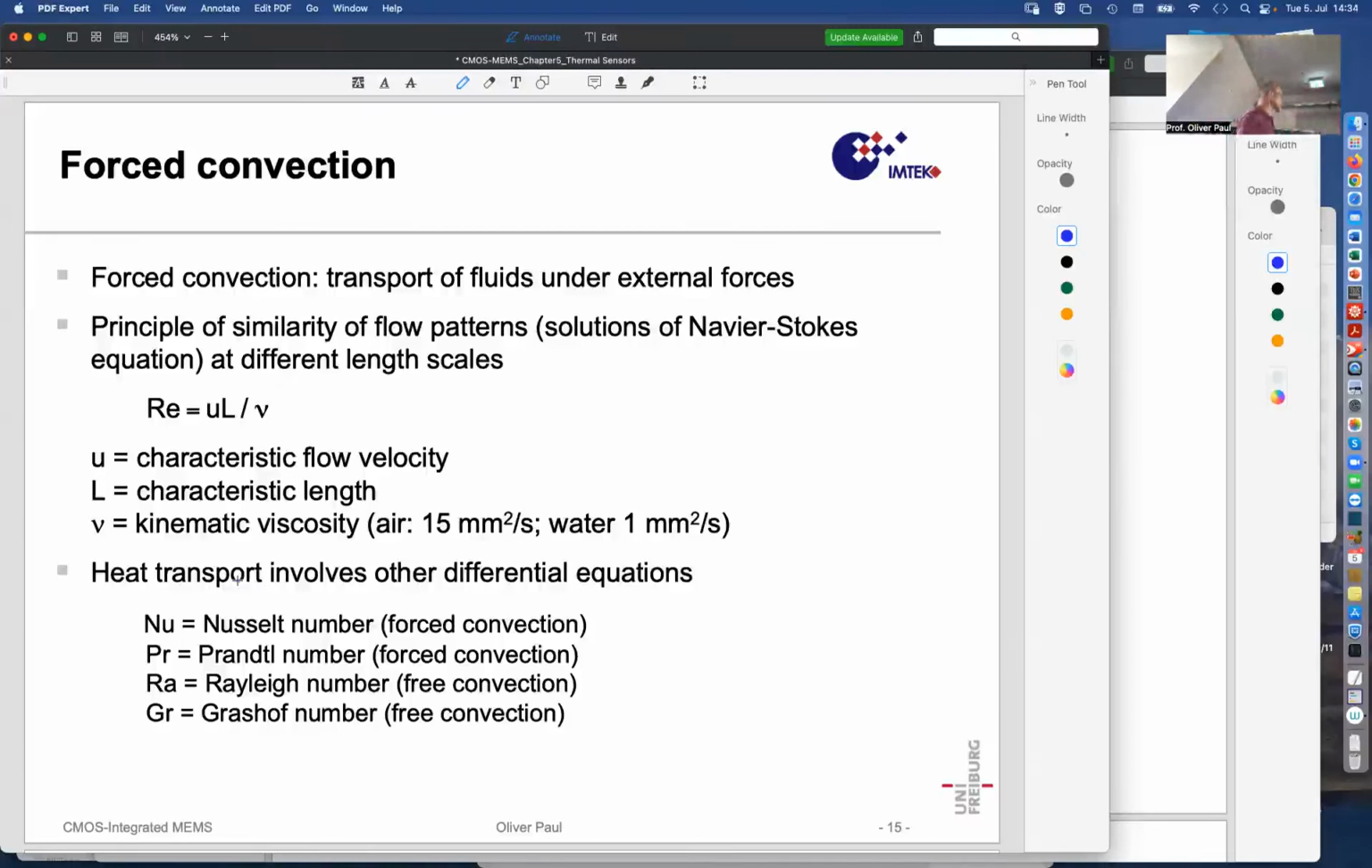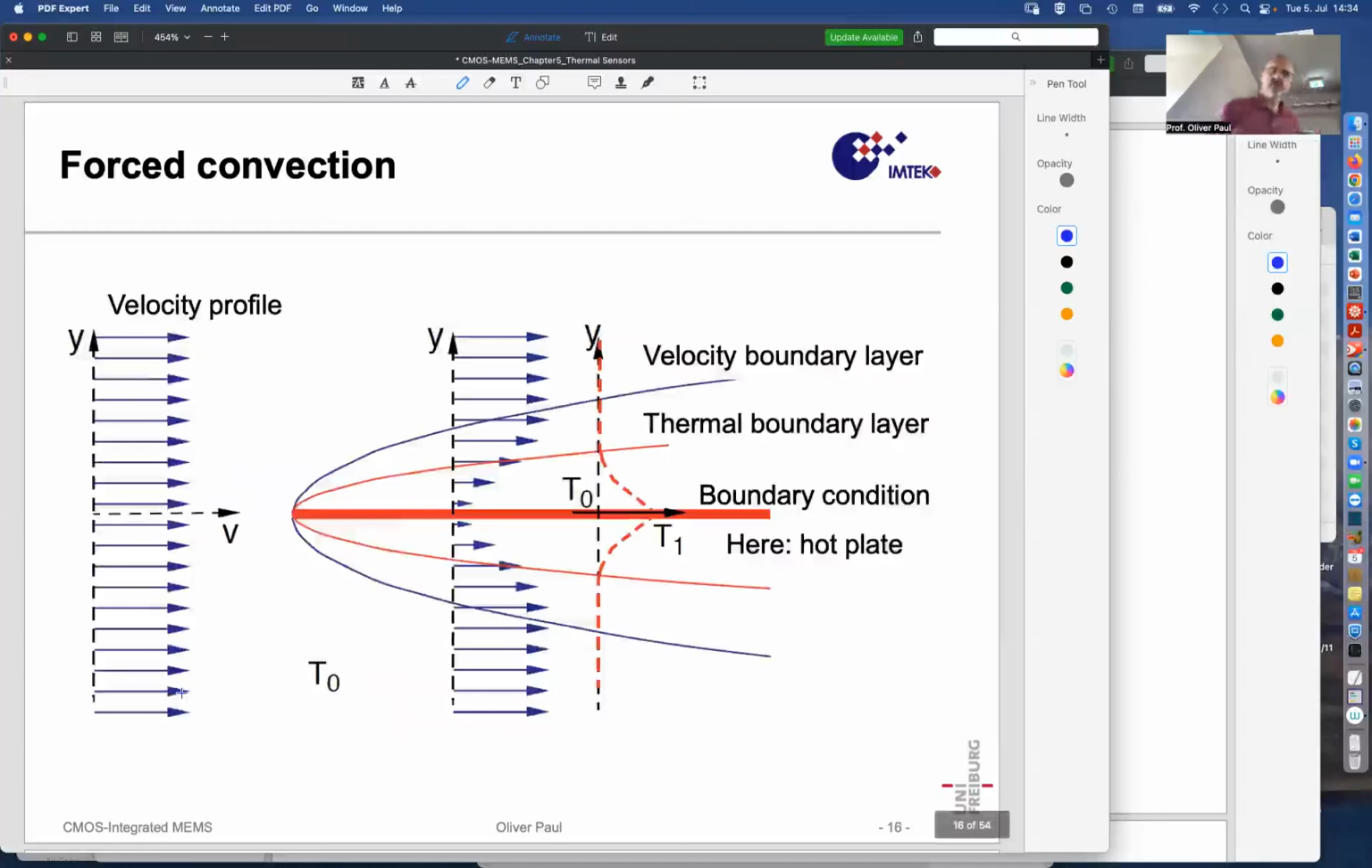And if heat transport is added to the Navier-Stokes equation, more such dimensionless, irreducible numbers appear. Some are listed here: Nusselt, Prandtl, Rayleigh, Kassoff. We'll just see the Rayleigh number in the next slide, or second next slide, as being an important thing in free convection. And so, for instance, just to tell you that things can be different, the Rayleigh number doesn't necessarily model thermal phenomena.